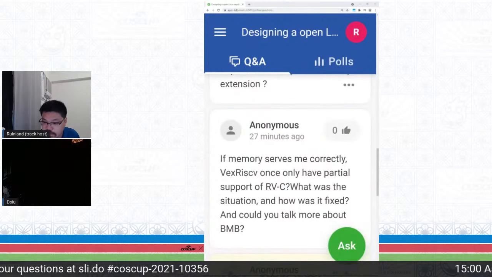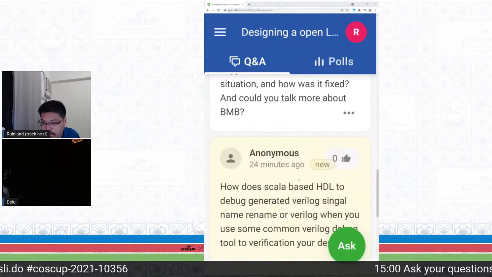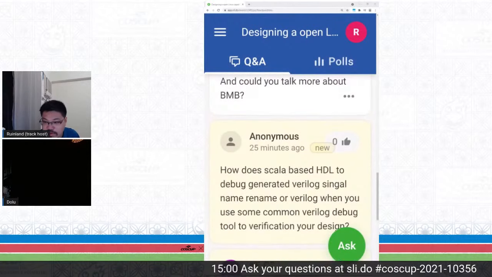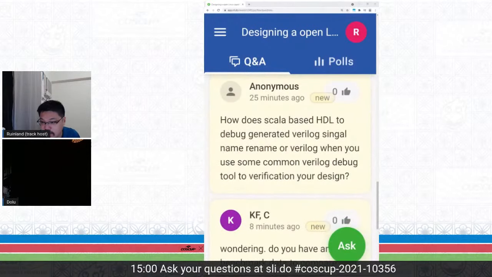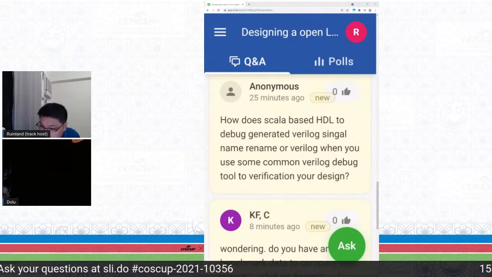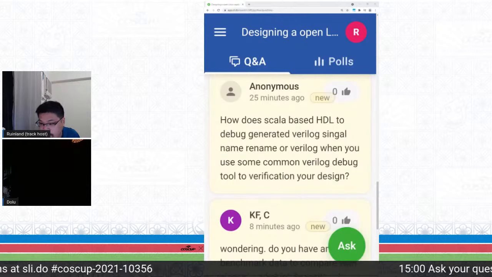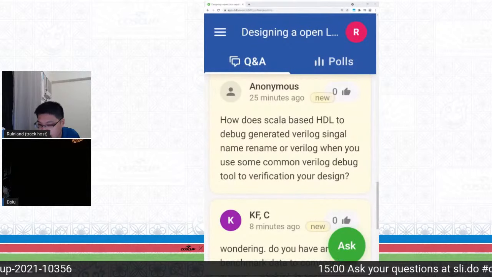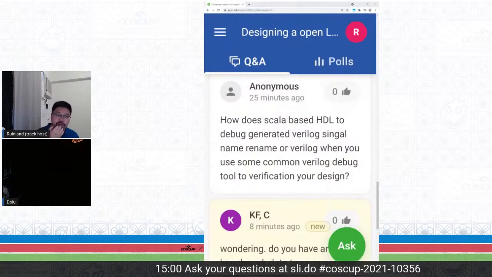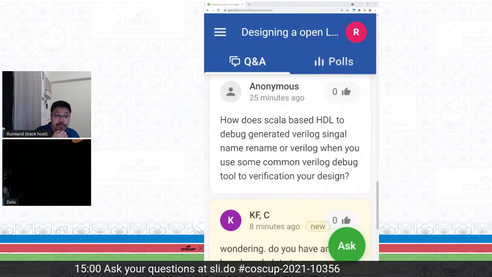Okay. Because this one's coming from me, I think there are more important questions, so I'm skipping the ones I made. How does a Scala-based HDL debug generated Verilog signals, names, or Verilog when you use some common Verilog debug tool to verify your design? Okay, that was a good one. I'm curious about it as well.